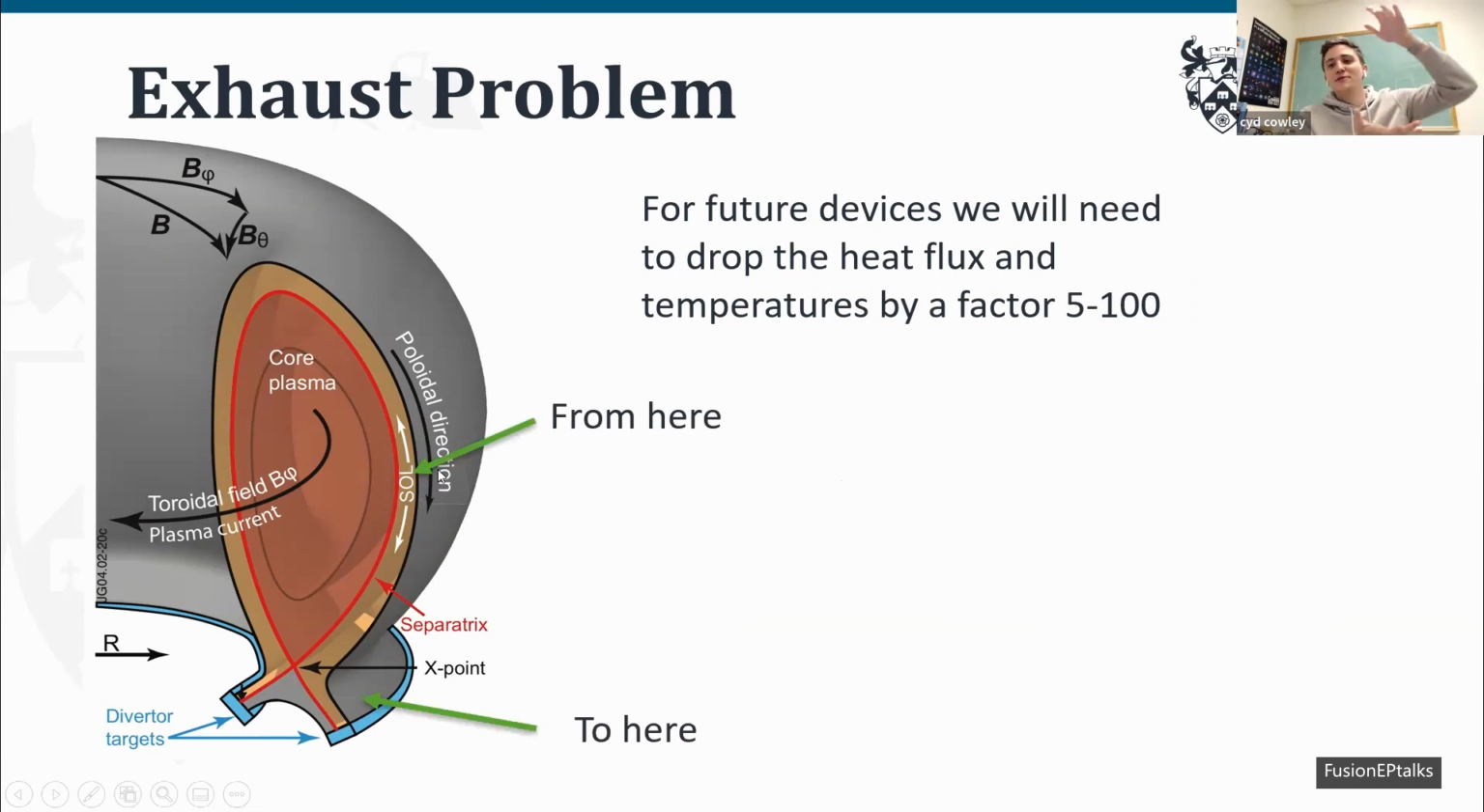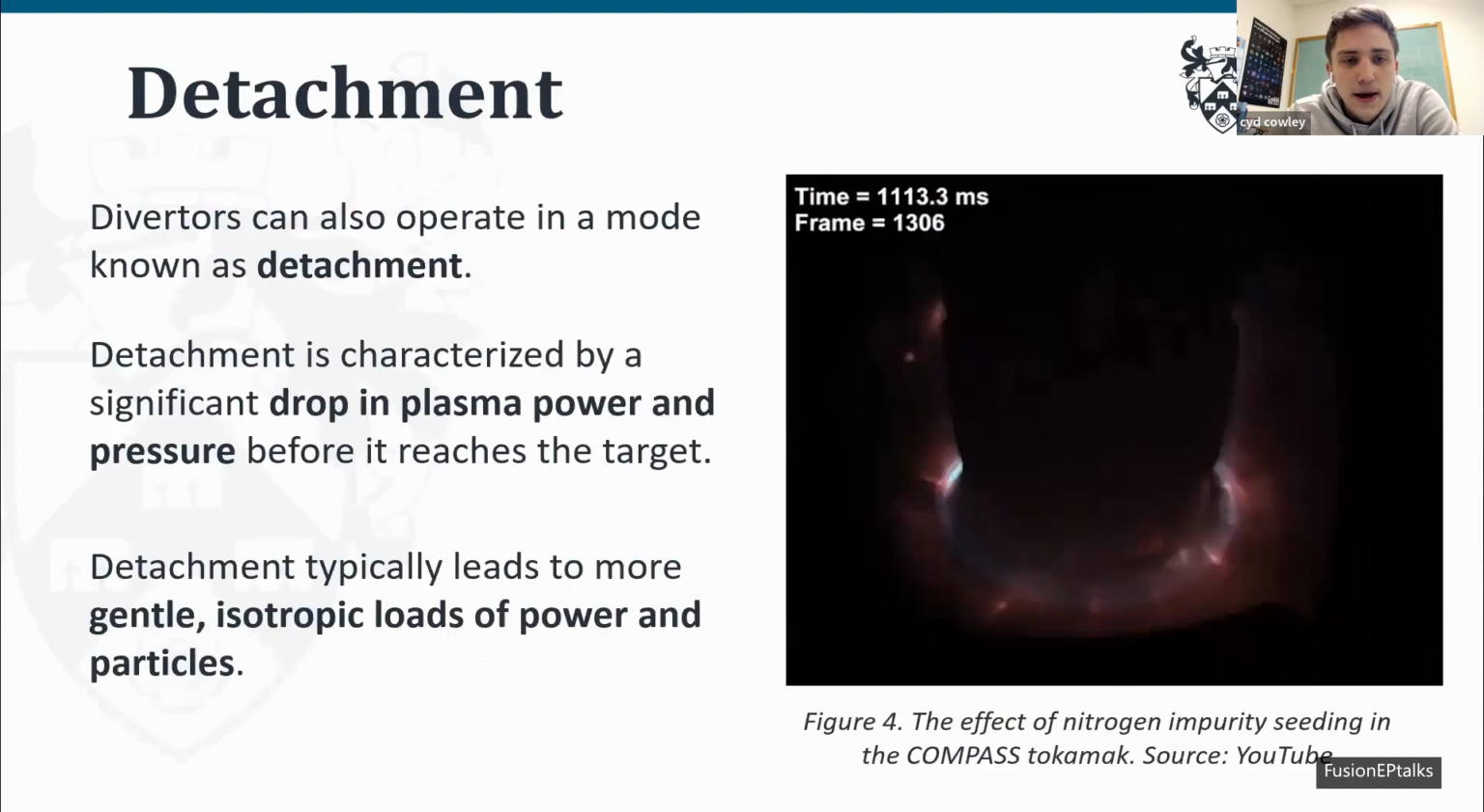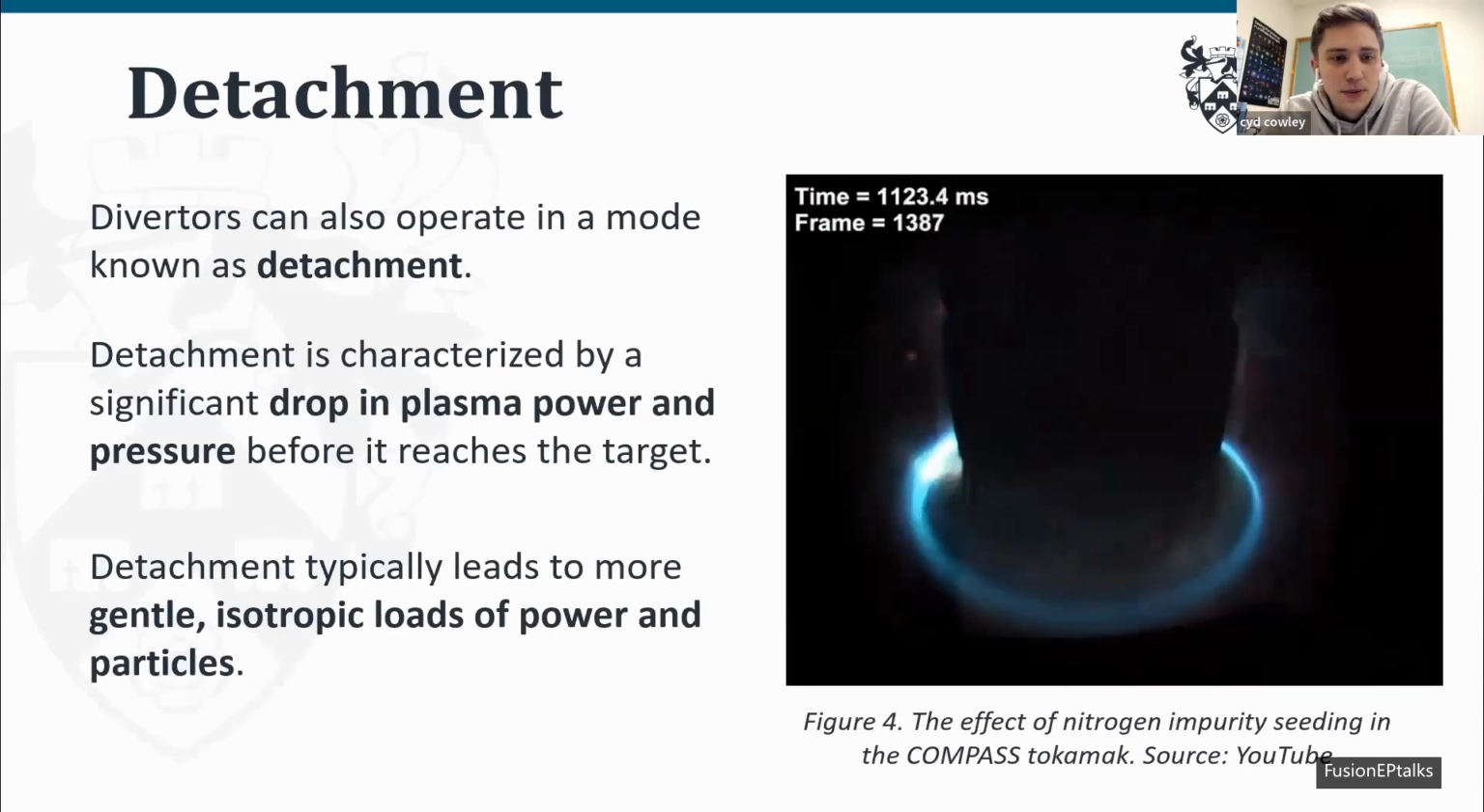So, in this sort of 1 meter space, poloidally, or a few meters space, poloidally, we have to drop temperatures and heat fluxes by possibly factors of nearing 100. So this is a significant challenge, and a lot of people are working on some great edge plasma physics to find out how we can do that in future devices. And one of the main ways that we can do that is by operating in a mode known as detachment.